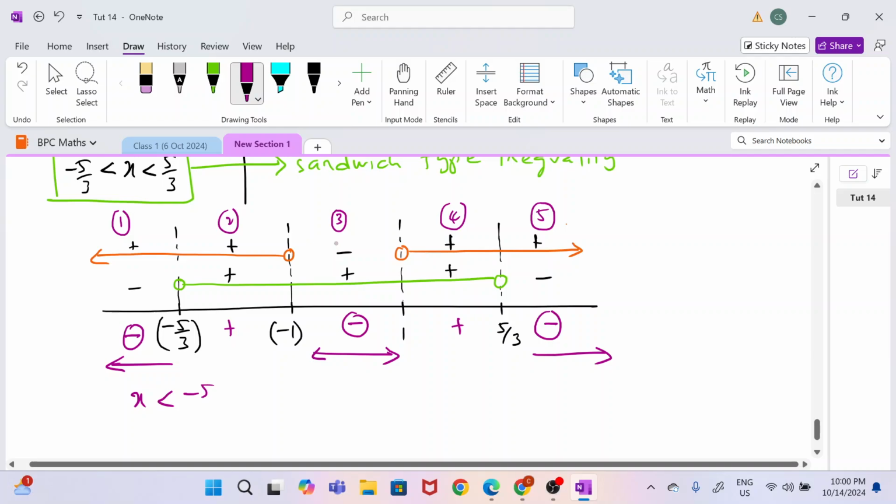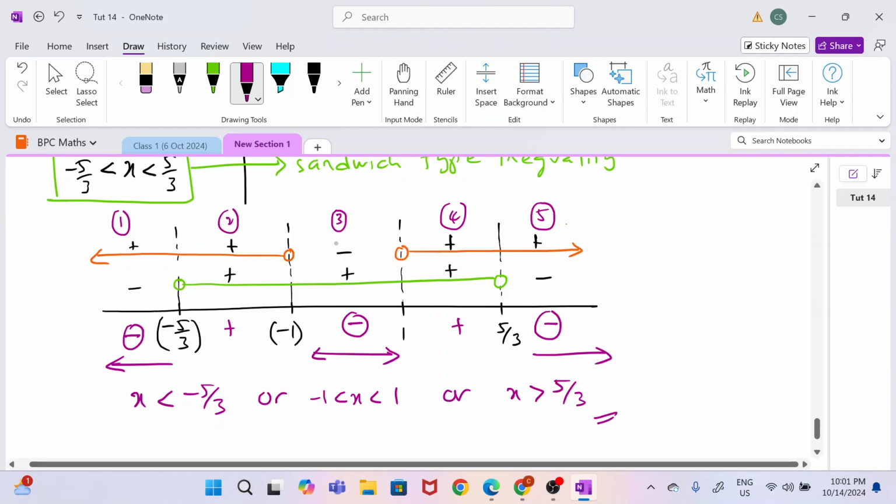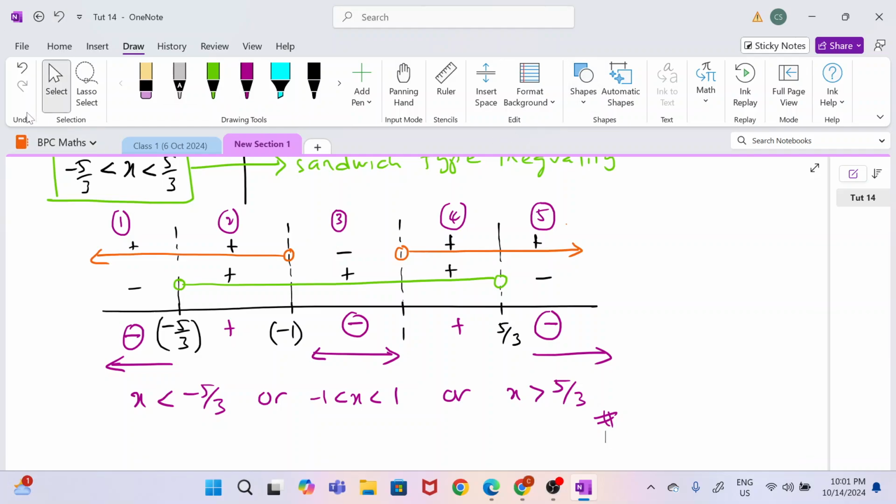X is less than negative 5 over 3. X is in between, how to pronounce this? X is in between negative 1 and 1, or X is greater than 5 over 3. Okay, that's how we do. This is the answer. You can check the answer in the tutorial. Right?